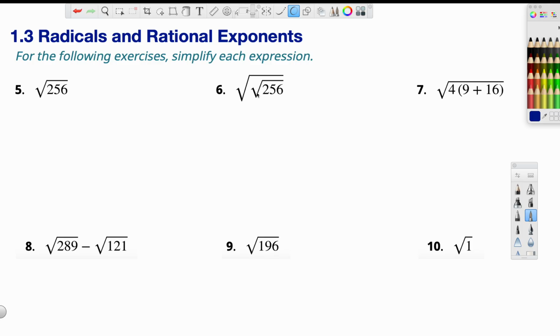Okay, so we have the square root of the square root of 256. Well, 256 is a perfect square, and we could make a factor tree for this, but it's one of the ones that maybe you might want to memorize, and the square root of 256 is 16. So I took care of the square root on the inside here, it's 16, and now the square root of 16 is 4. And so that's my final answer right there.